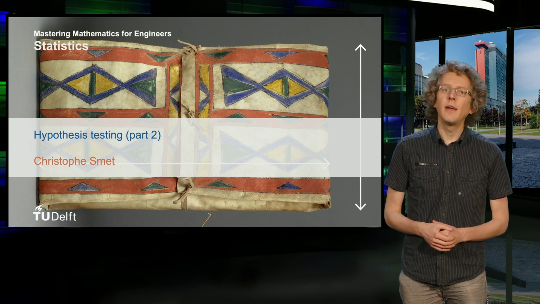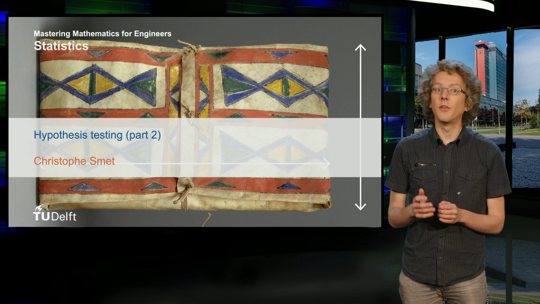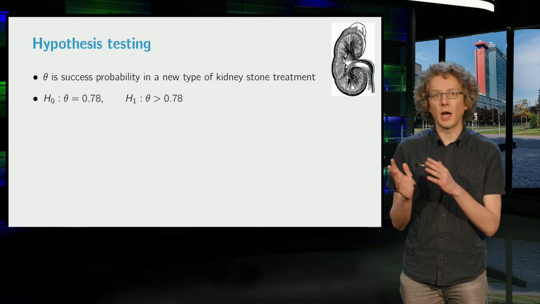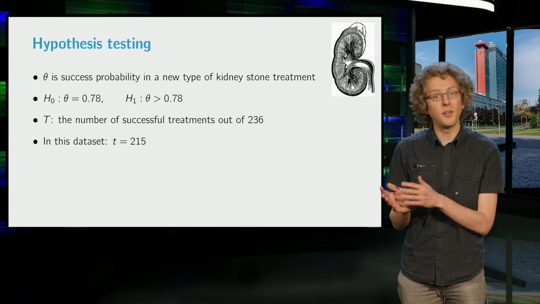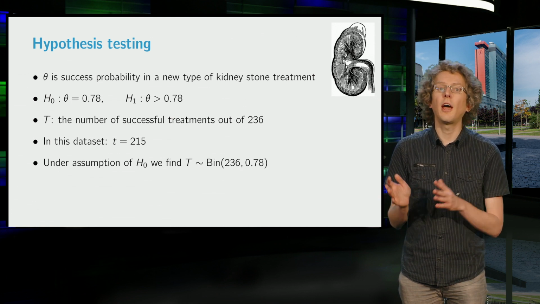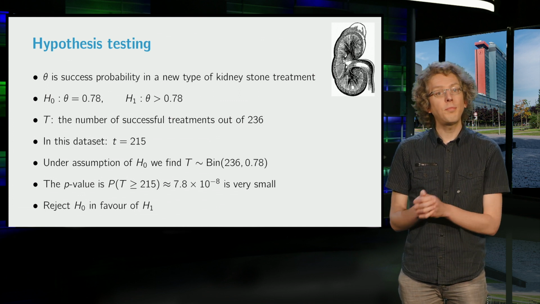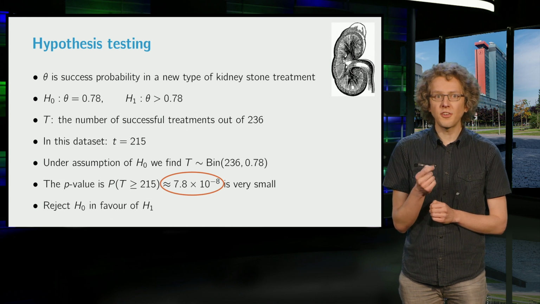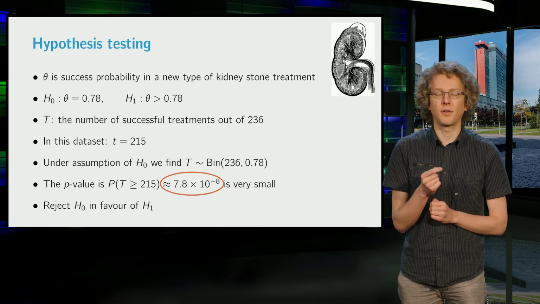Hi there. In the previous video you saw how a hypothesis test was performed on the success probability of a new type of surgery. We had the two hypotheses, the test statistic t, the distribution of t under the assumption of the null hypothesis, and the p-value, which led to the conclusion. This p-value was the probability, assuming the null hypothesis, that the test statistic has the observed value or a value that gives even stronger evidence for the alternative hypothesis.